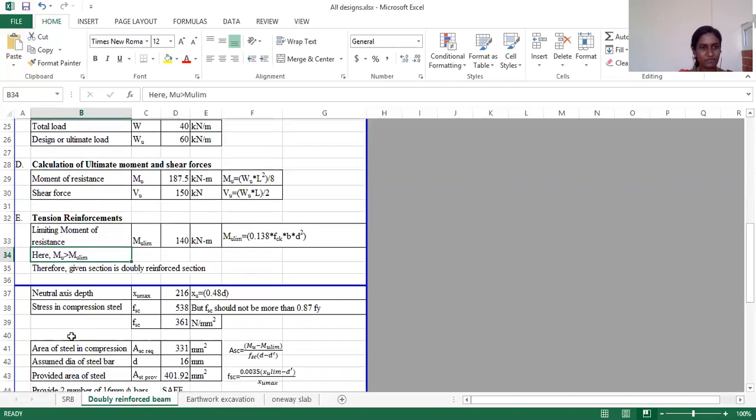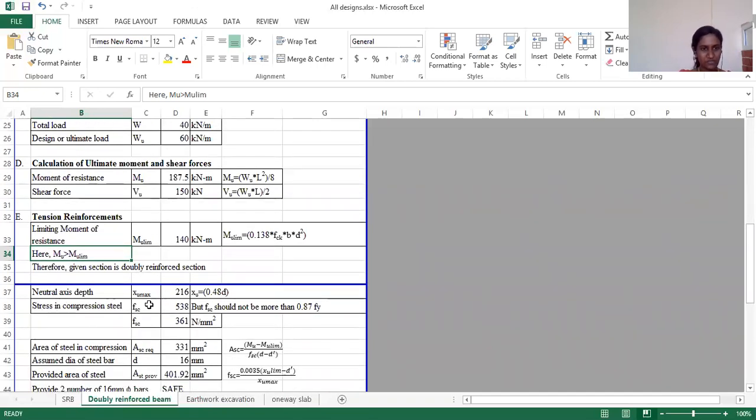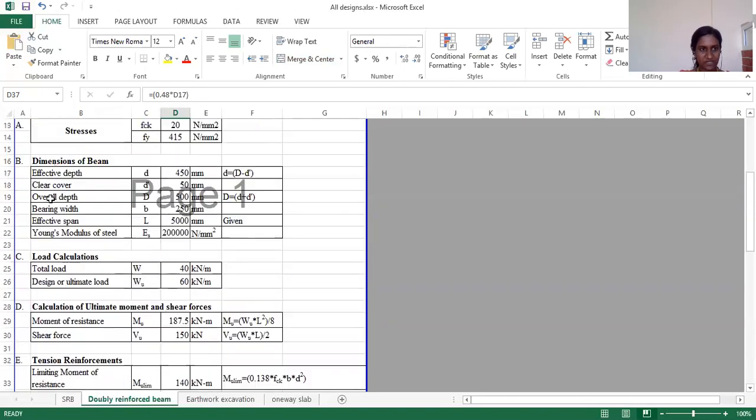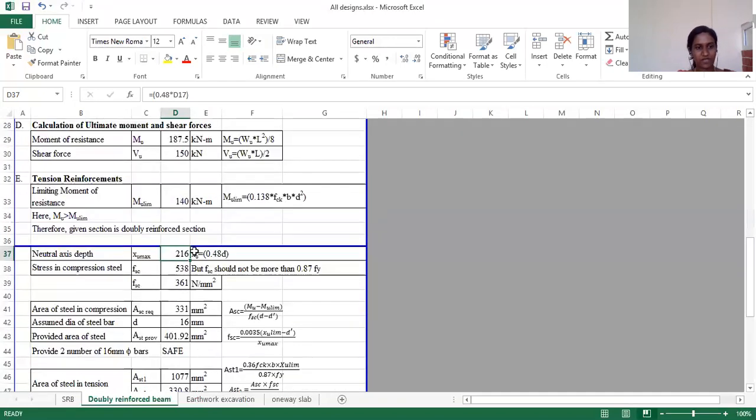Now we shall find out the neutral axis depth. So Xu is equal to, the formula is 0.48 d. This I already explained in the last class. Xu is equal to 0.48 into d, the effective depth. Effective depth is in D17. So this box you have to click, and then you will get the value of Xu.